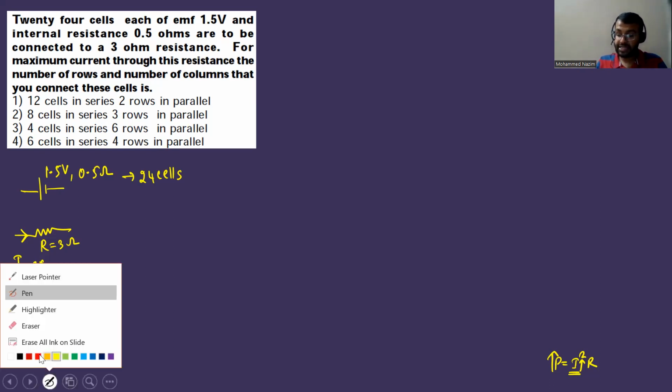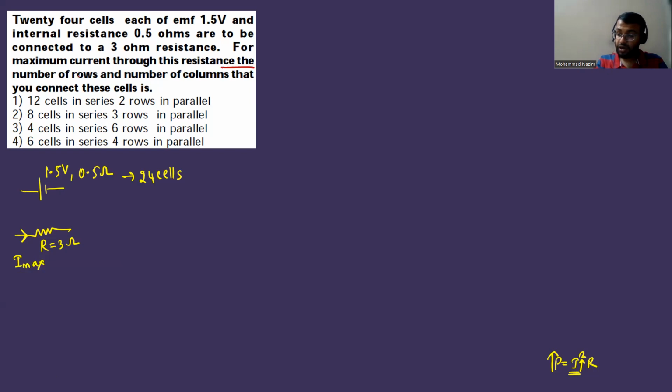That means I have to use the maximum power transfer theorem, which states that if you want to deliver maximum current or maximum power across the load, then that load resistance should be equal to the internal resistance of the cell, which we solved a few minutes before, isn't it? For maximum current through this resistance, the number of rows and the number of columns that you can connect these cells.